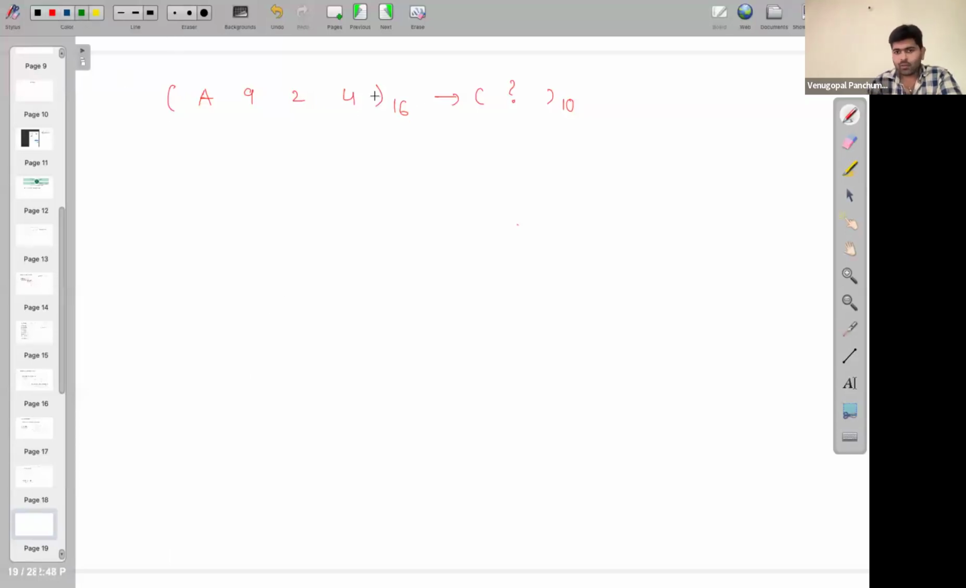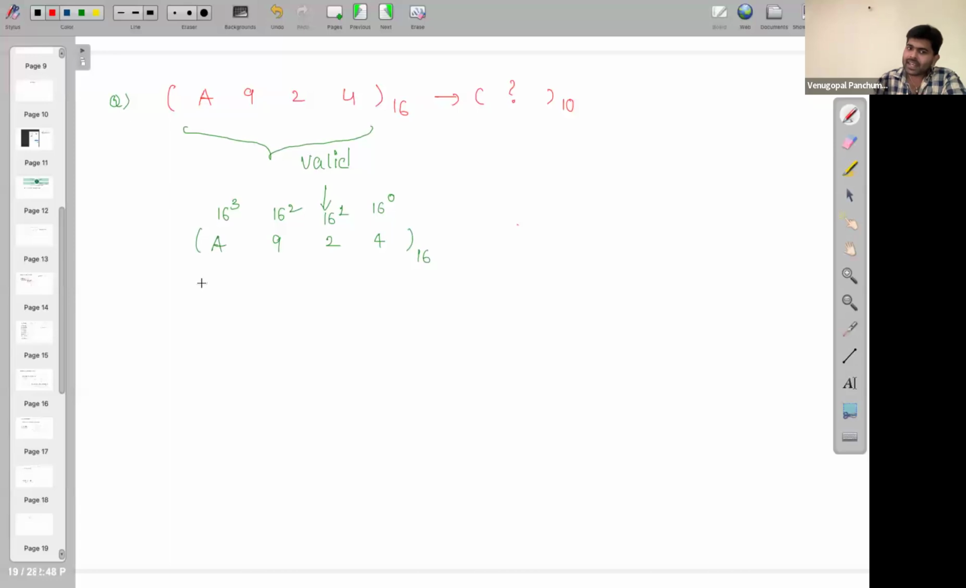So simple. First of all, before calculating, you need to check whether it is valid or not. Okay, you tell me, valid or invalid? This representation is valid, so we can go for the calculation. So this is A, 9, 2, 4. This is in base 16. Therefore, this is 16 power 0, 16 power 1, 16 square, and 16 cube.